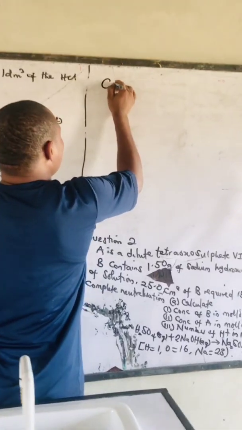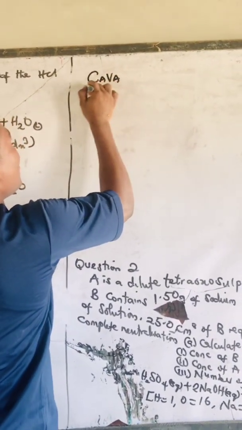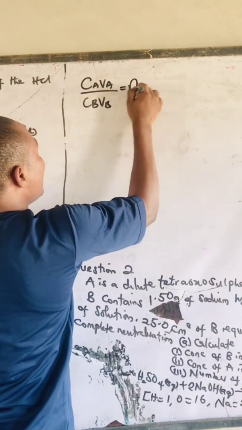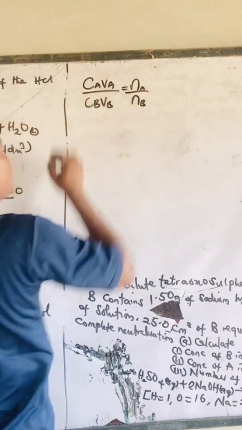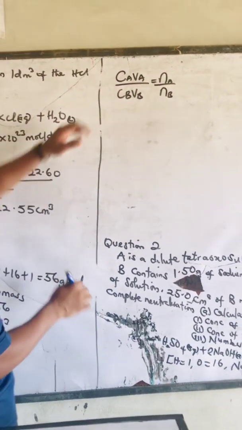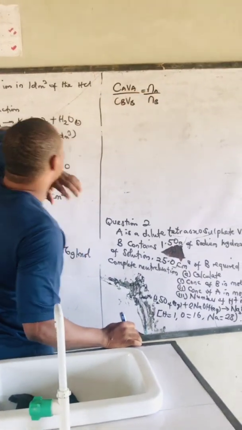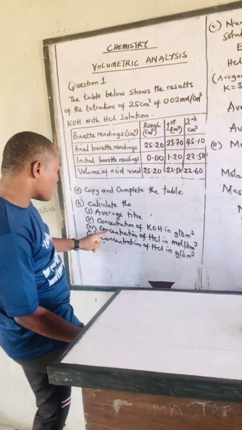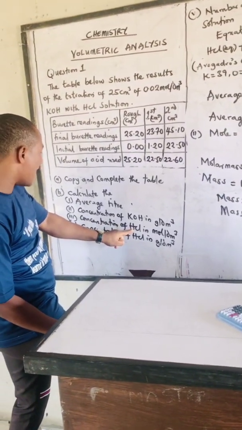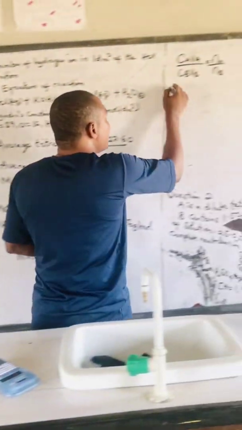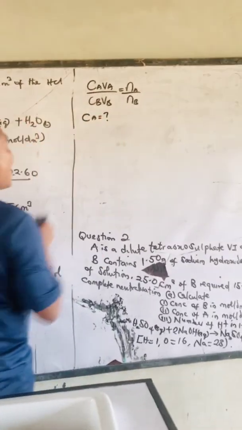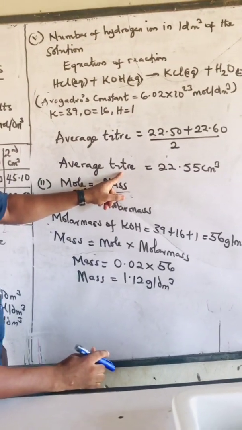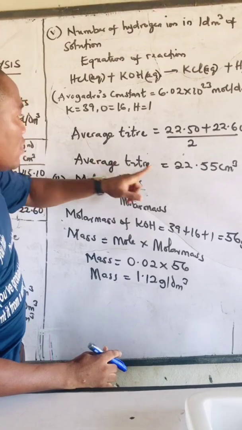Volumetric analysis, which is CaVa over CbVb equals Na over Nb. Do we get that now? Okay, what are these representing? We have Ca, which is the concentration of acid. Don't forget, they said we should calculate the concentration of HCl. HCl here is the acid, and that's what we are looking for. So we have Ca, we don't know it. Our Va now is our average titer, or the volume of acid used.